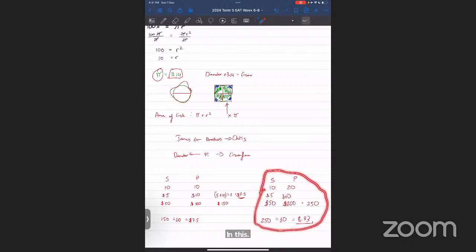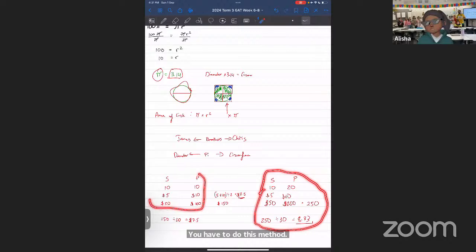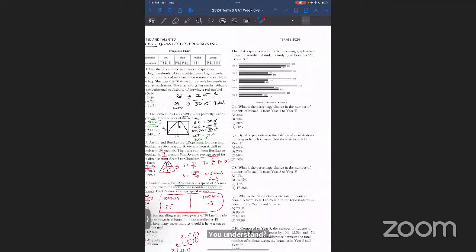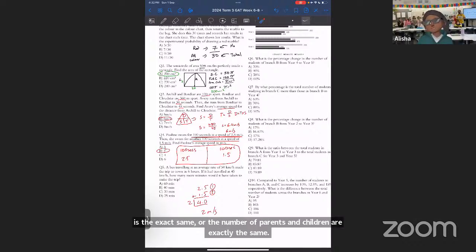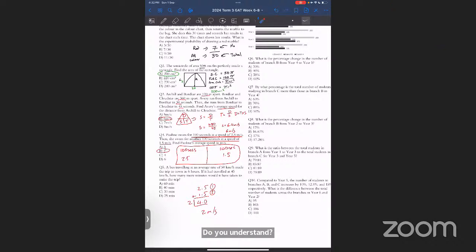You understand? Yes. But in this question here, and this question here, we just have to find the average because the number of parents and children are exactly the same. Do you understand? Yes. All right. Any questions? No, thank you. You're welcome.